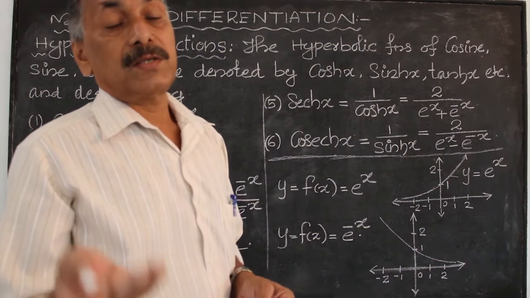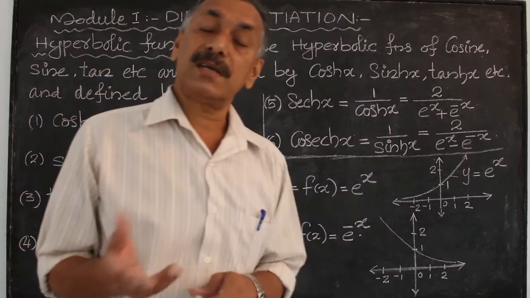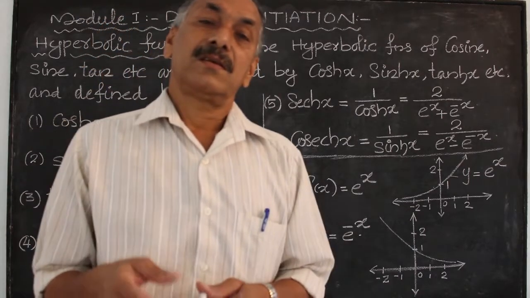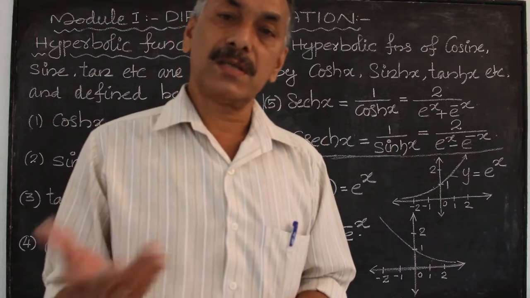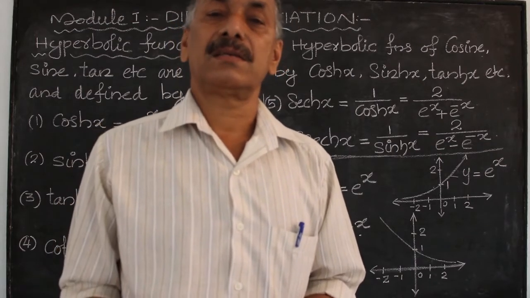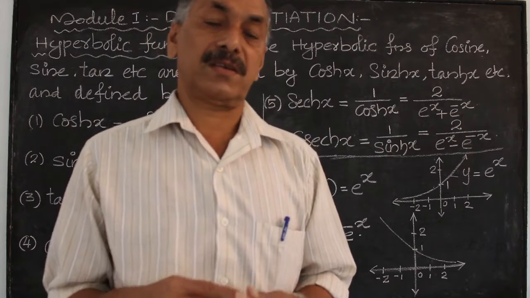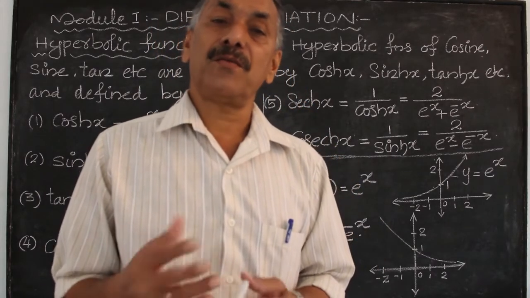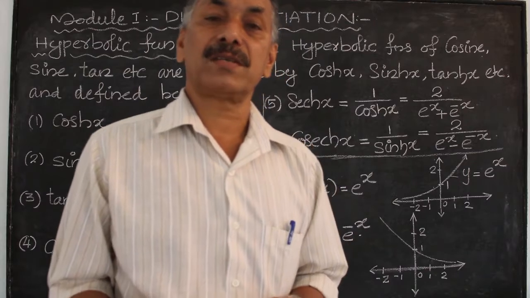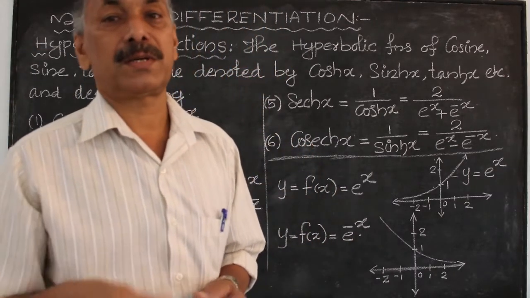In earlier classes, we have already seen trigonometry functions. Which are the trigonometry functions? y is equal to f of x is equal to sin x, or f of x is equal to cos x, tan x, cosecant x, and secant x are the trigonometry functions. And moreover, the derivatives. Derivative of y is equal to sin x, cos x, tan x, etc. We have already seen all these properties.